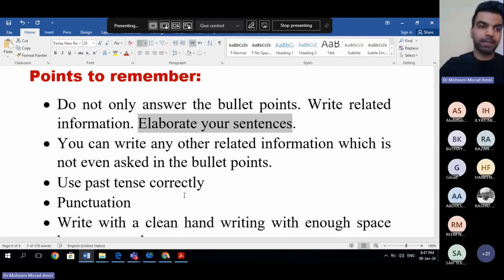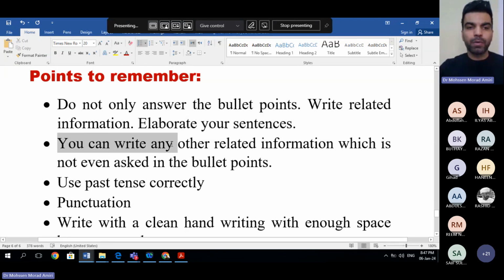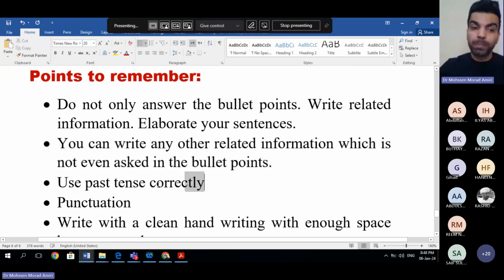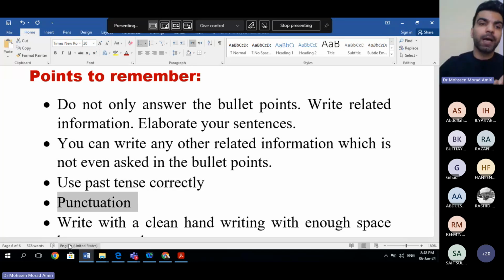Okay? Like this. You can also write information which is not asked. Okay, this is also again, see, you can write any other information and not only the bullet points, any information you can write. Use past tense correctly. Punctuation, where to put comma, full stop. When the sentence is finished, put full stop.